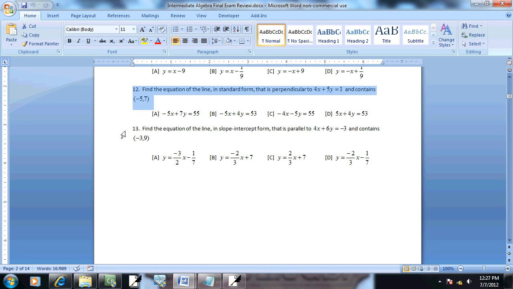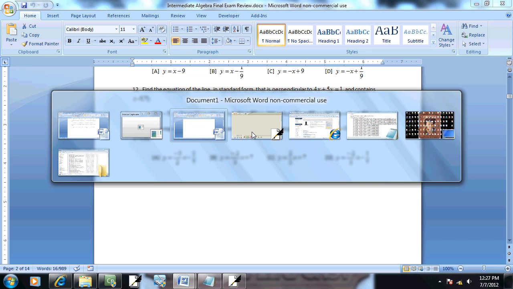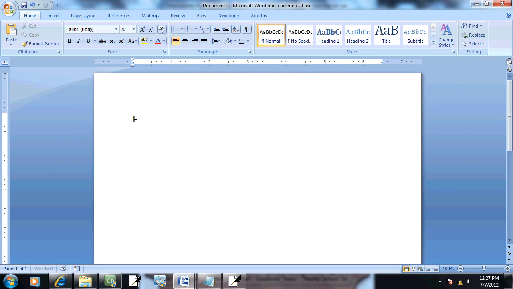Let's take a look at problem number 12. It says find an equation of a line in standard form that is perpendicular to 4x plus 5y equals 1 and contains (-5, 7). We're going to first put this in slope-intercept form, and then put it into what we're referring to as standard form. So this is finding an equation of a line perpendicular to a line and passing through a point.